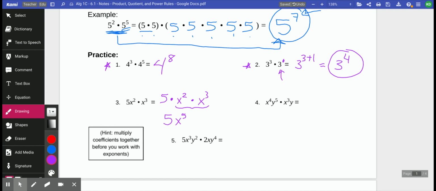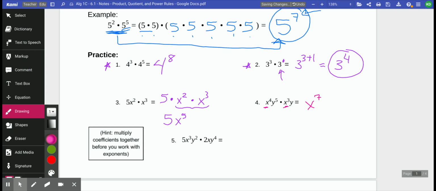In our next example, we're going to have a couple of different bases here. So now we're going to go one base at a time. We're going to look at our x's. We have x to the fourth times x to the third. So we combine those to get x to the 7th.